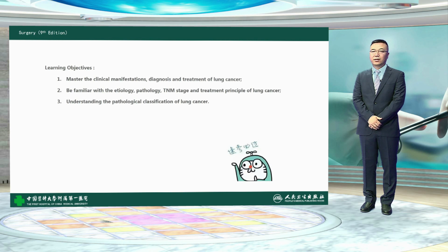Learning objectives of this part. First, master the clinical manifestations, diagnosis, and treatment of lung cancer. Second, be familiar with the etiology, pathology, TNM stage, and treatment principle of lung cancer. Third, understand the pathological classification of lung cancer.